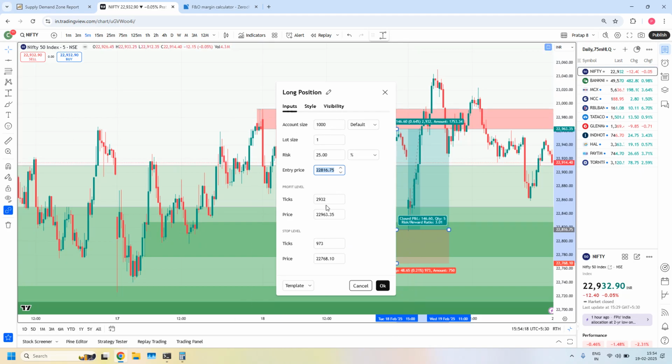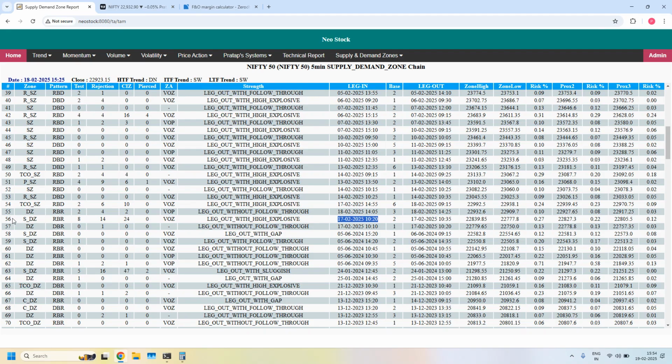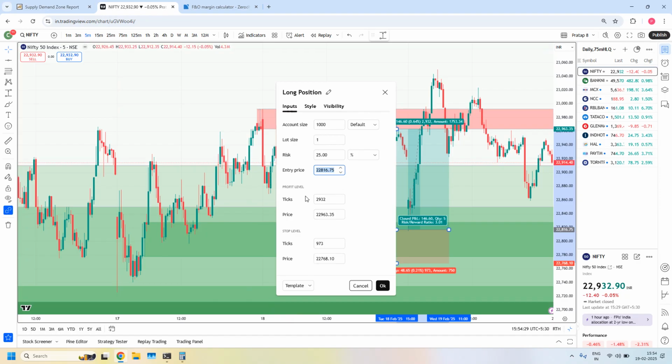Because the 15-minute zone is already available before the market starts. Already our software report has displayed this high liquidity zone. And you keep stop buffer values.